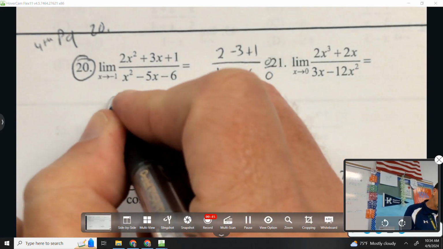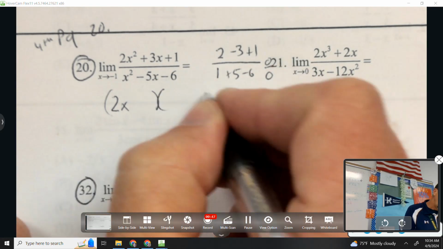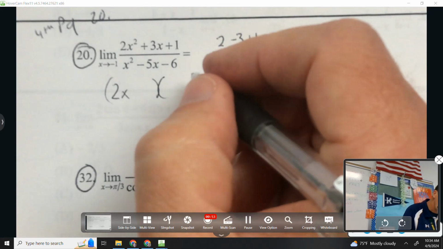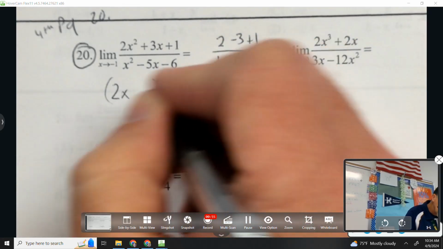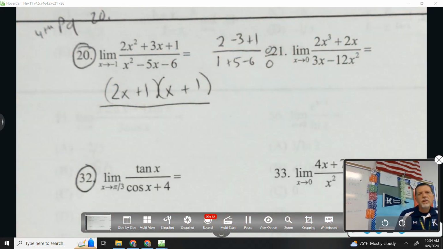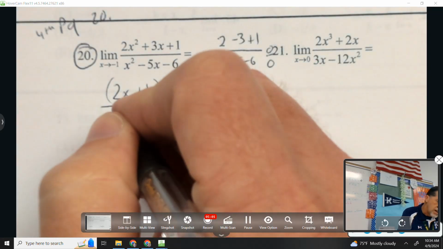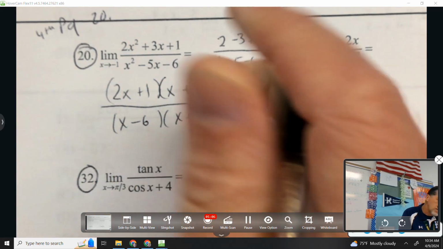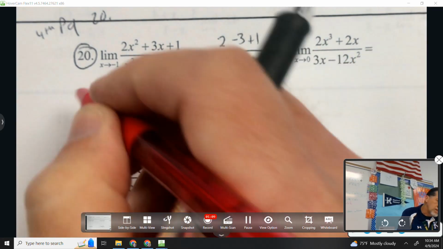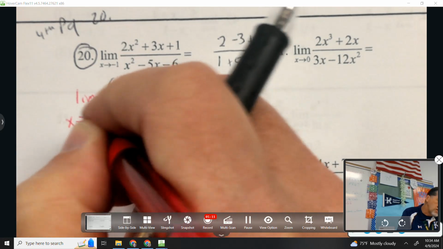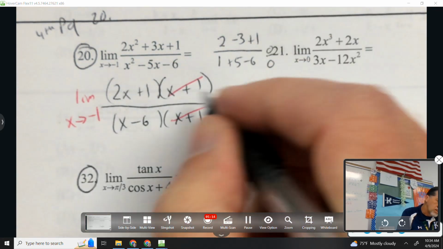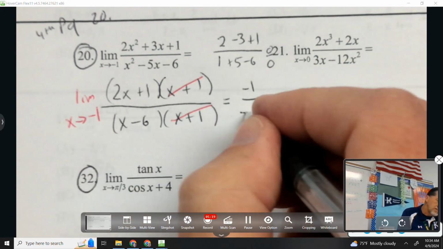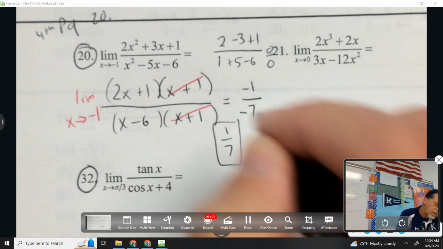Now we have our algebra tricks. We'll hit all of them eventually, but the first one is factor and cancel. So 2x plus 1 and x plus 1. And then x minus 6 and x plus 1. So the x plus 1's cancel. And then we try again with our substitution. So -2 plus 1 is -1. -1 minus 6 is -7. So my answer is 1/7.